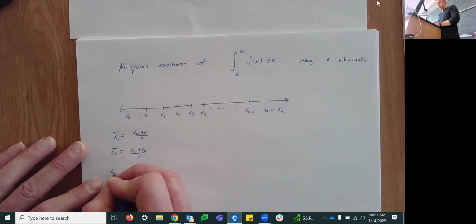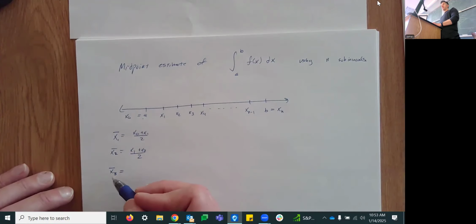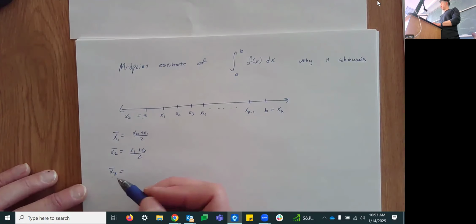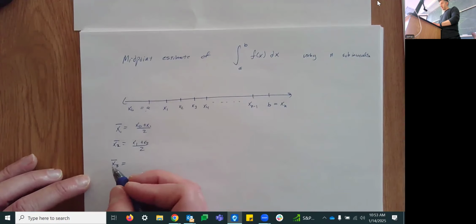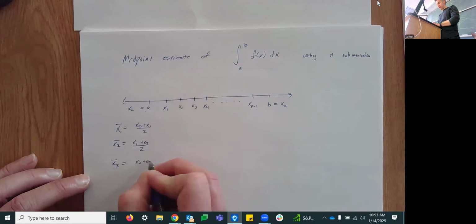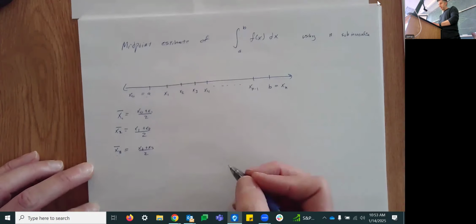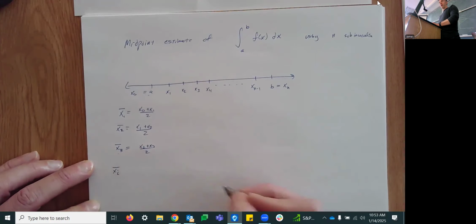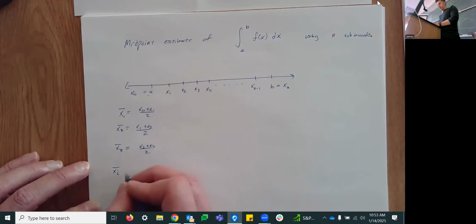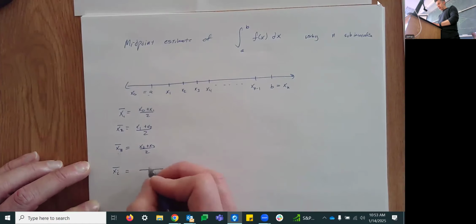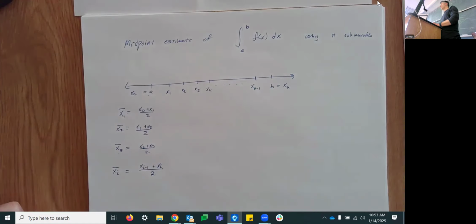Each midpoint is the average of the right endpoint with the same subscript and the left endpoint with the one lesser subscript. So x sub 3 bar is going to be x2 plus x3 divided by 2. And x sub i bar, the ith one, should be the average of the one before it, so x sub i minus 1 plus x sub i, divided by 2. And those are the midpoints we're going to plug into the function to get the heights of our rectangles.